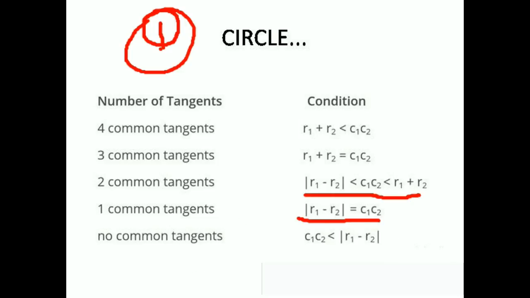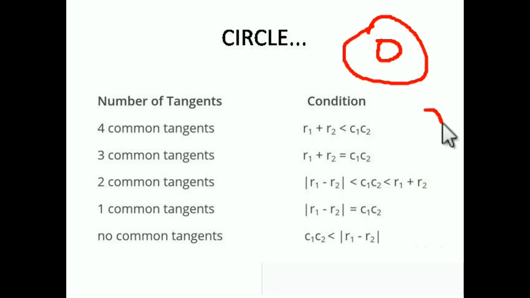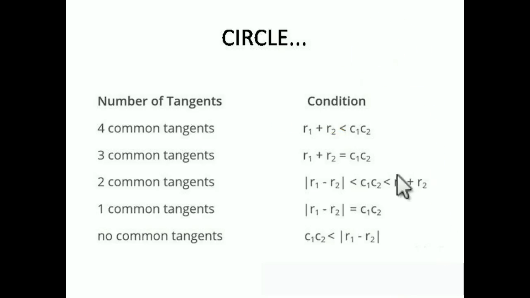And no common tangent means one lies inside another, like this and this. In this case, C1 C2, the distance between the centers, is less than modulus of R1 minus R2. So remember the condition and you will know the number of tangents. Sometimes it is asked how many common tangents can be drawn. To check, you just need to know R1, R2 and C1 C2, then apply this condition and get the answer. So this is all the theory portion of this video.